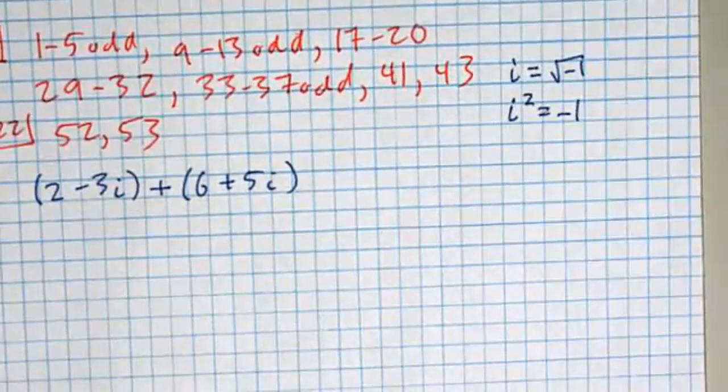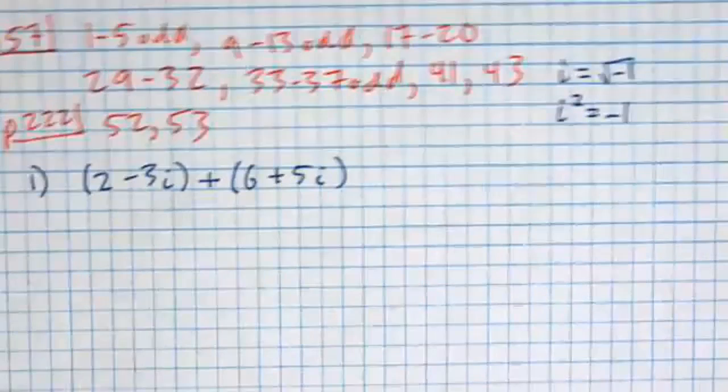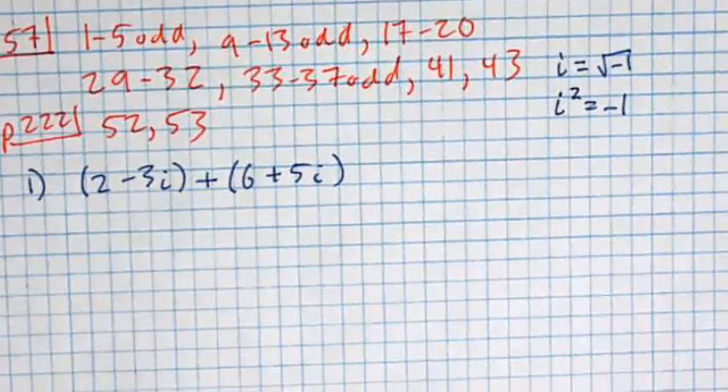All right, so we'll keep that in mind because we're going to end up with a bunch of i squareds when we start multiplying and dividing these things, and then we'll just turn all those i squareds into -1s. But we don't need to worry about that so much here. This is basically combining like terms.